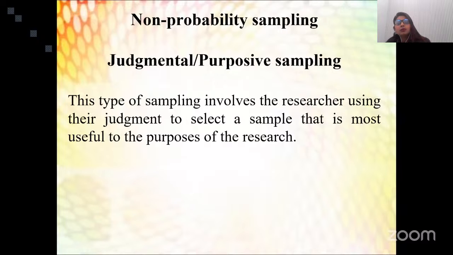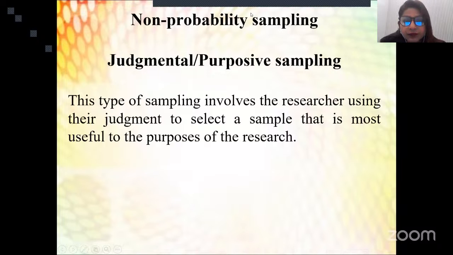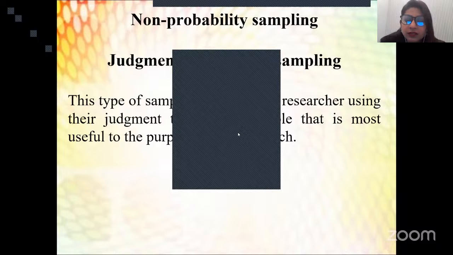I hope this probability sampling is clear to everyone. Any doubt, then please ask so that we can proceed further to non-probability sampling techniques. Can we proceed further? If you have any doubt, then please write in the chat box.